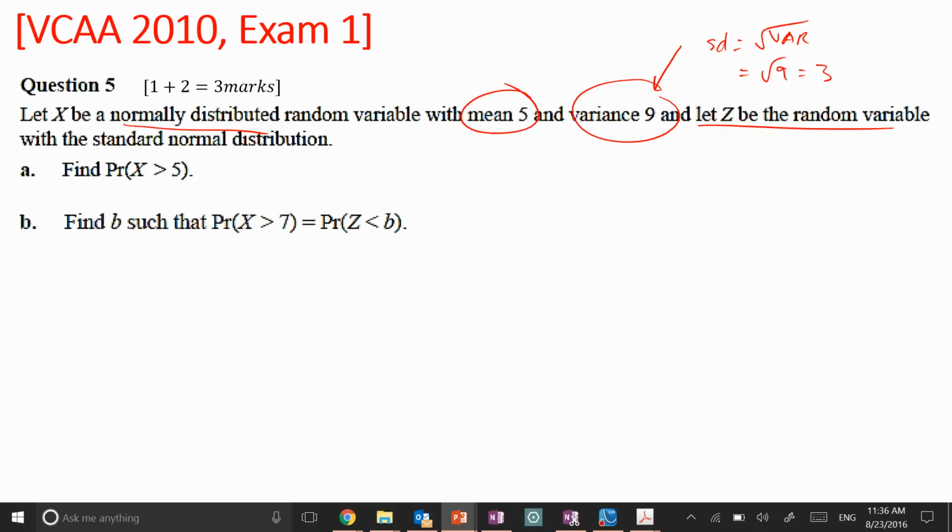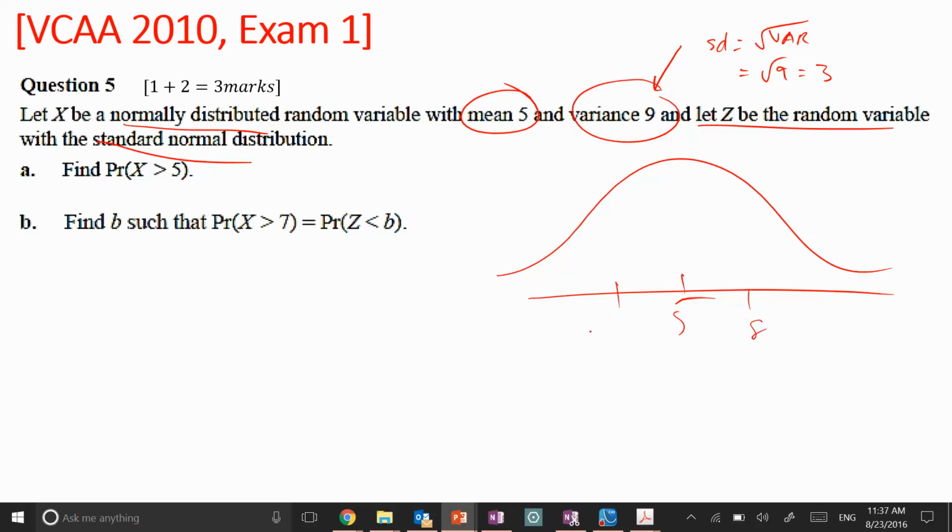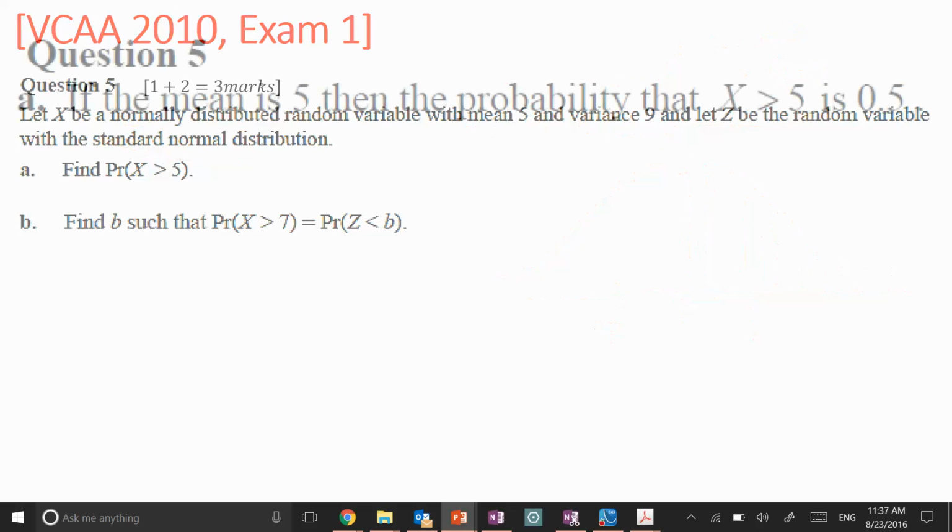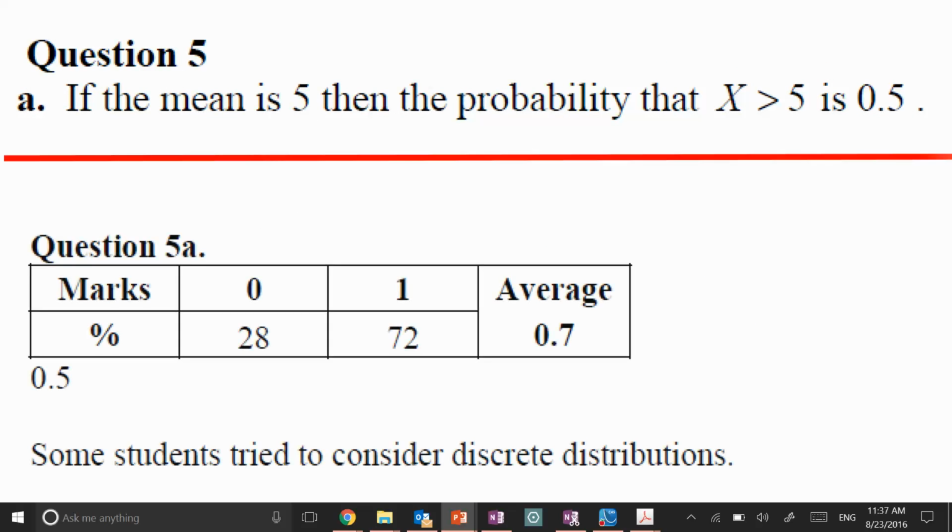It says, let Z be the random variable with standard normal. So we're now talking about Z values where the mean is 0 and standard deviation is 1. Now they're saying find the probability of X, not Z, X greater than 5. If I draw this problem, the mean is 5 and standard deviation is 3, so this is 8, and this is 2. Logically they're just saying X greater than 5. You didn't have to do much calculation. If I drew the problem, it is clearly 50%. And clearly a lot of students got this correct too, because if you draw the problem, it's very logical.